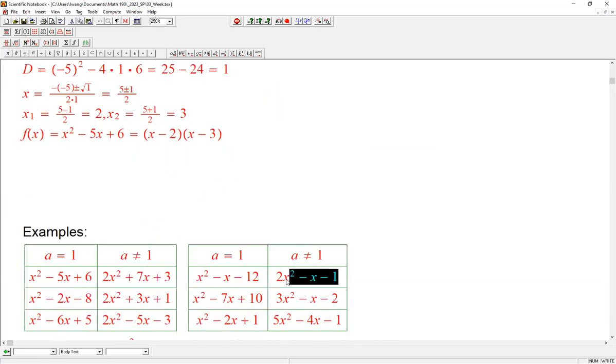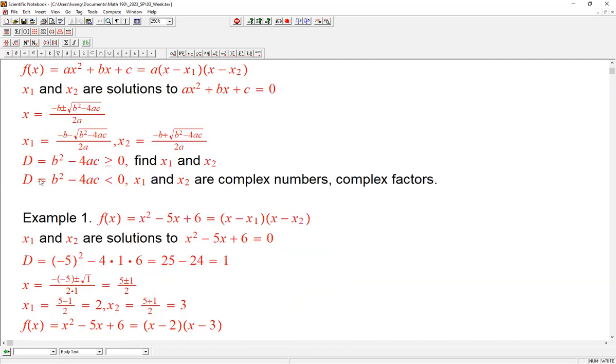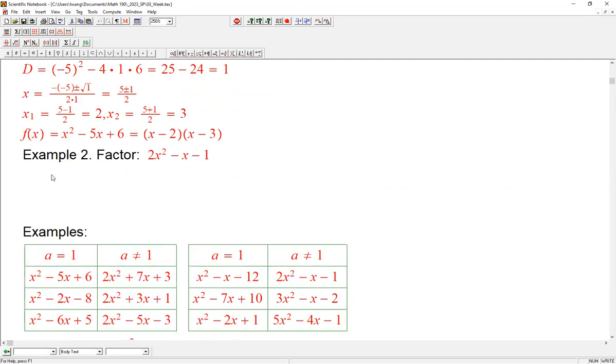Say we look at this question, example number 2. We're going to factor this piece. Now we know that we can factor with the other way, but if we use the current method, first we're going to check the discriminant. If it's positive or 0, we just go ahead and factor, right? B is -1.